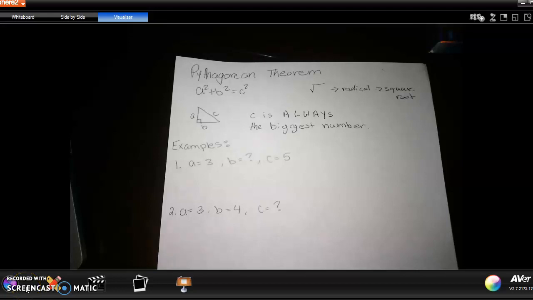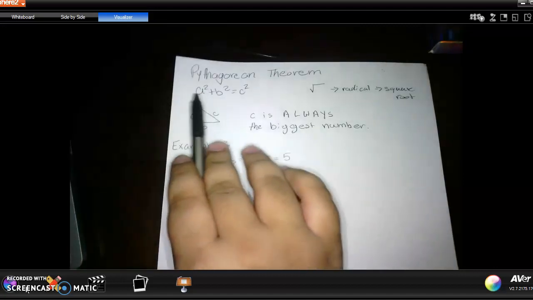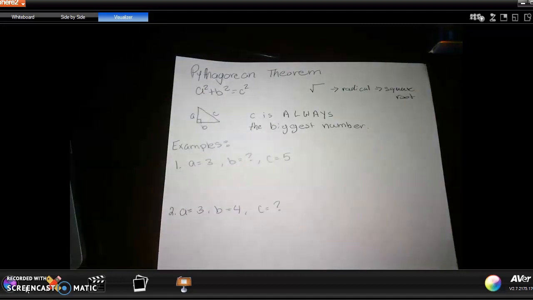Okay, everybody, so we're back and we're going to be doing Pythagorean Theorem today. The Pythagorean Theorem is the formula a squared plus b squared equals c squared. When something is squared, that means you are multiplying it by itself. So if I told you 3 squared, that means 3 times 3. When we have anything raised to the second power, that means it's squared, multiplied by itself.